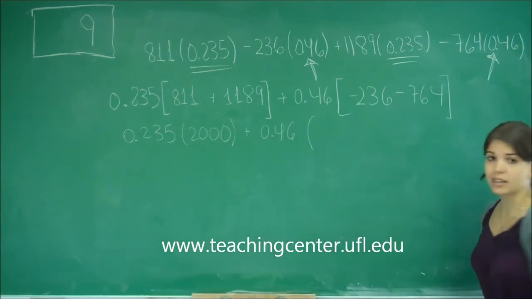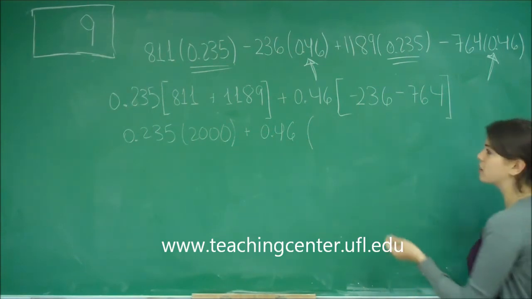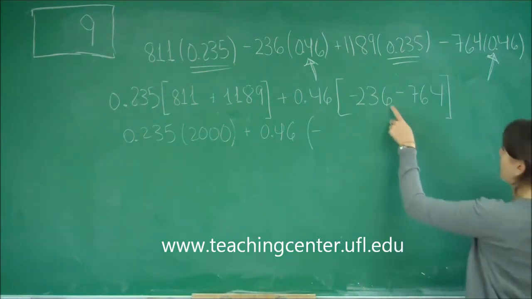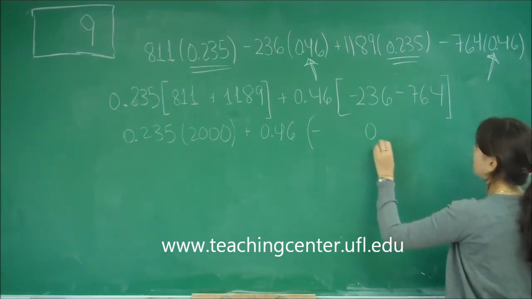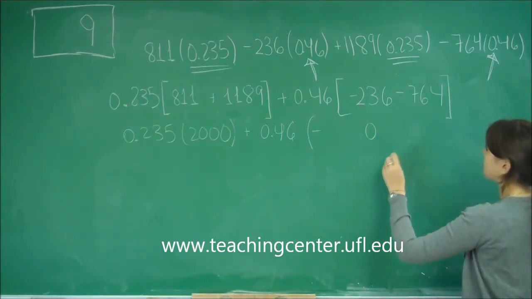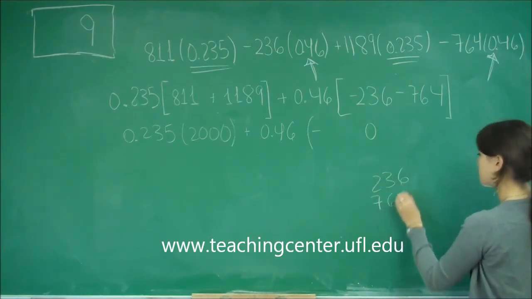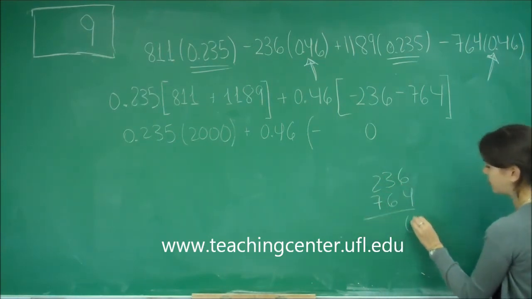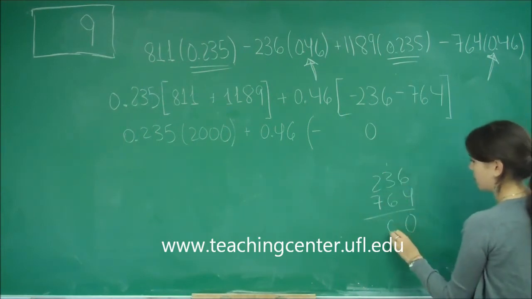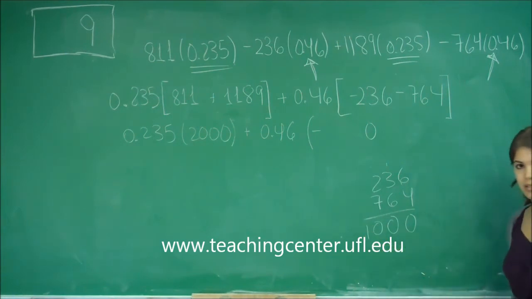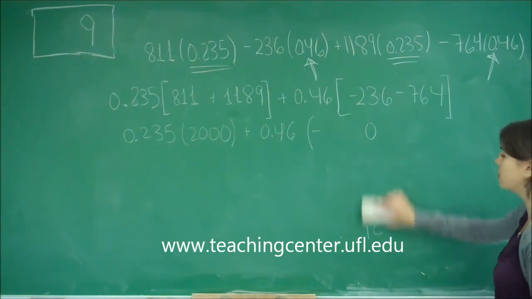And I bet that the second number is also going to come out to a very nicely looking number. It's going to be a negative because negative plus negative. So adding this 2 is going to be a 0. Let's see, 236, 764. So we got 10, another 0, and 1000. So see, another nicely looking number.